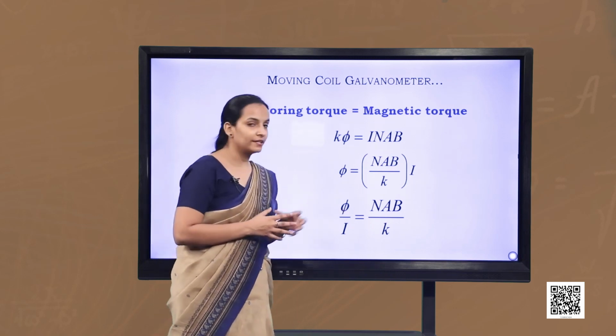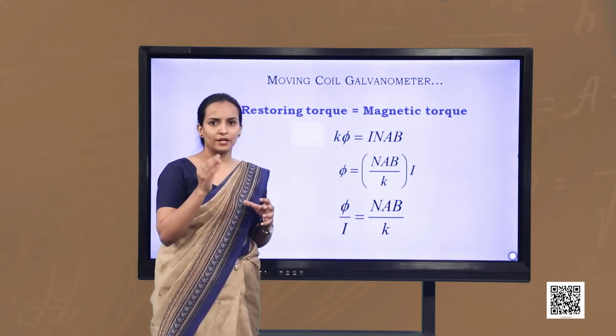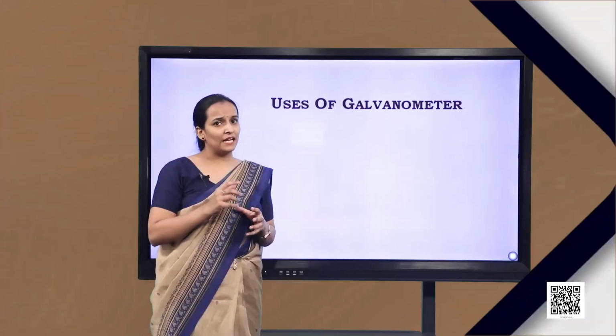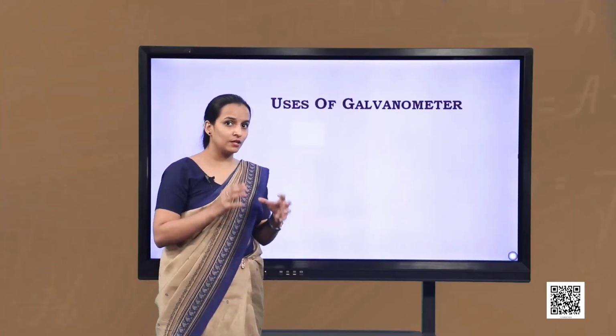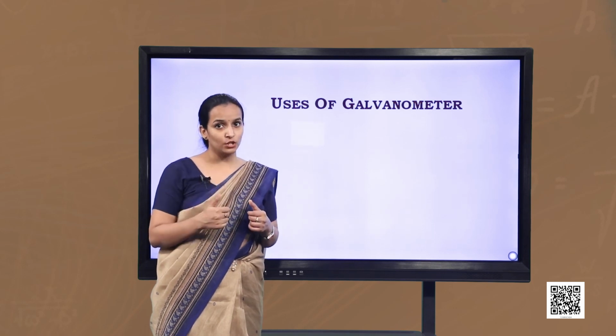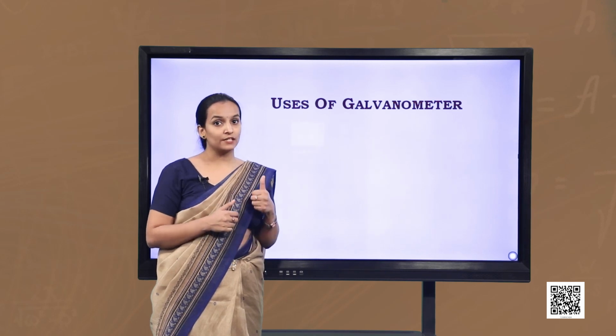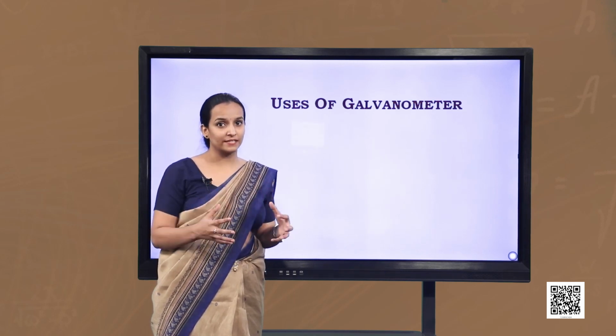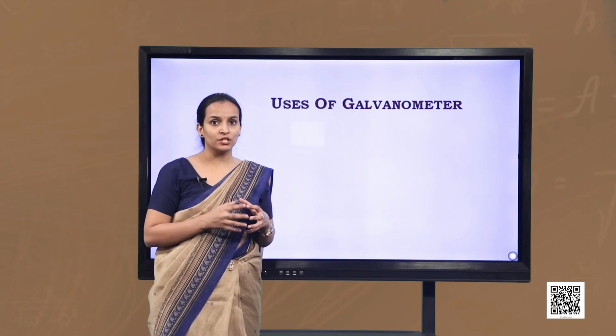The quantity on the right hand side is a constant for a given galvanometer. The galvanometer can be used in a number of ways. First, it can be used as a detector to check if a current is flowing in the circuit or not. Second, it is used in various electrical setups like Wheatstone bridge arrangement.